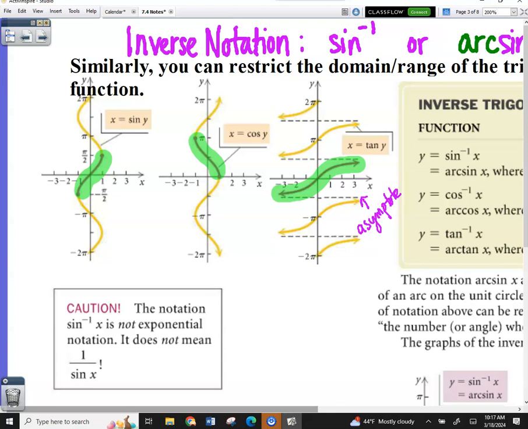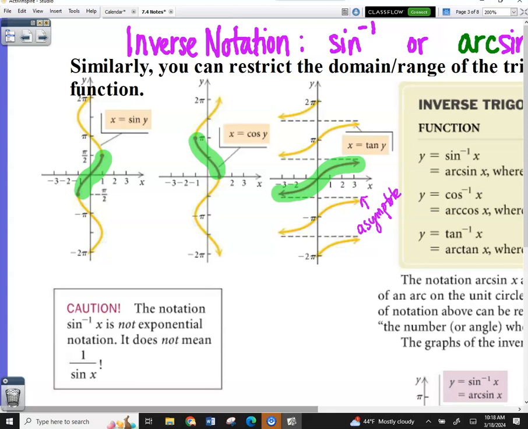What's the lowest x value? -1 to 1. Now turn your head sideways. What's the lowest y value? Turn your head sideways. It's running from negative pi over 2 to pi over 2. You see that? That's where they get those answers.